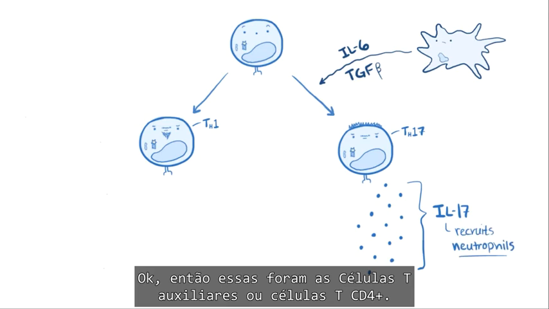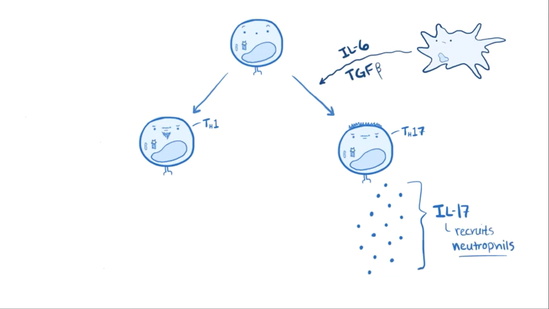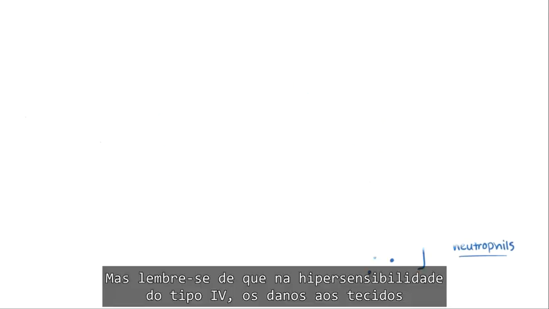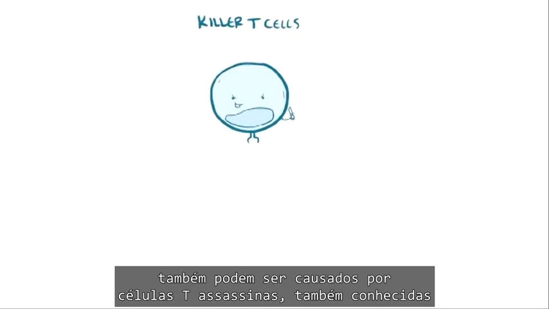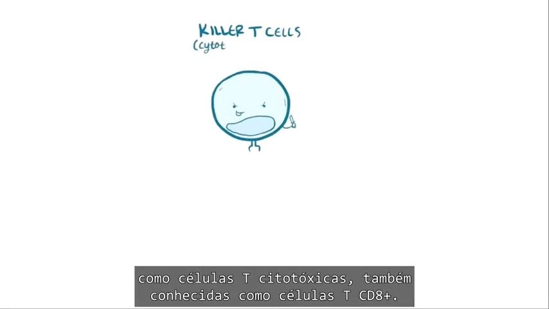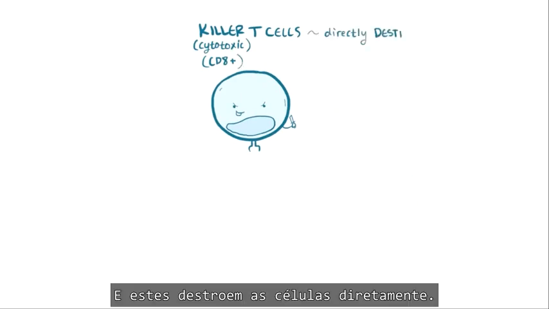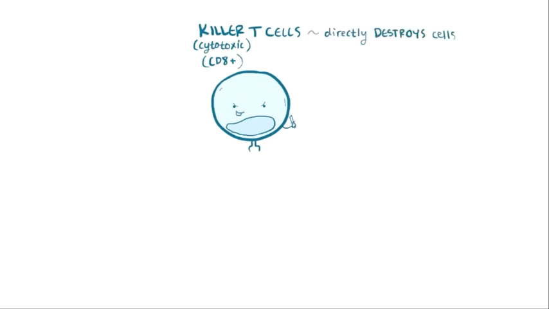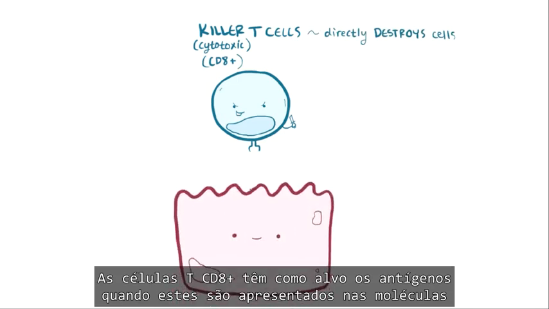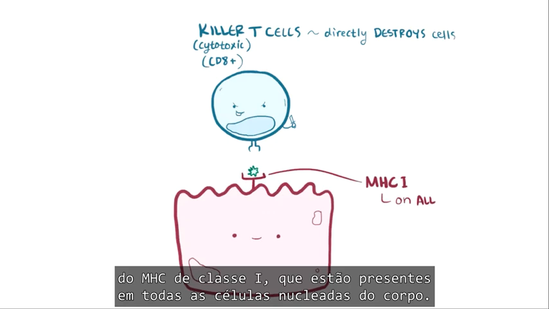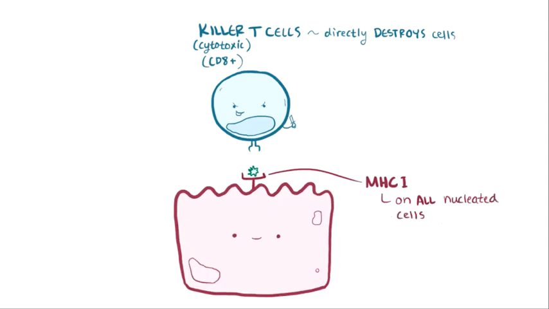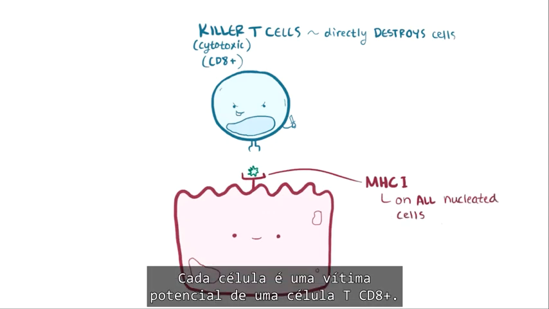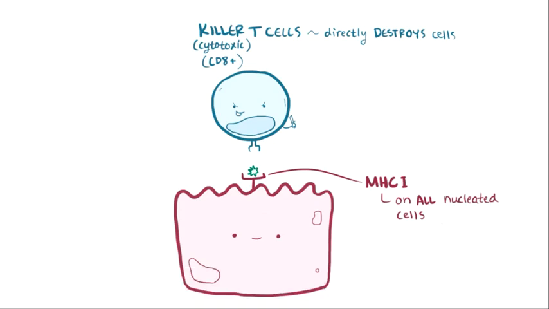Alright, so that was helper T cells, or CD4 positive T cells. But remember that in type 4 hypersensitivity, damage to tissue can also be caused by killer T cells, aka cytotoxic T cells, aka CD8 positive T cells. And these destroy cells directly. CD8 positive T cells target antigens when they're presented on MHC class I molecules, which are present on all nucleated cells in the body, meaning every cell is a potential victim for a CD8 positive T cell.